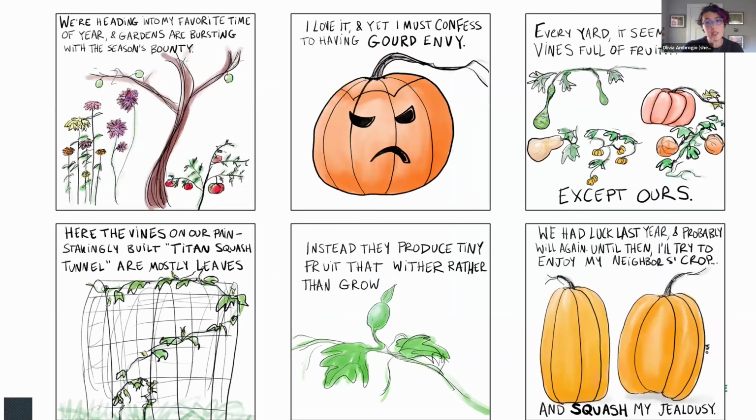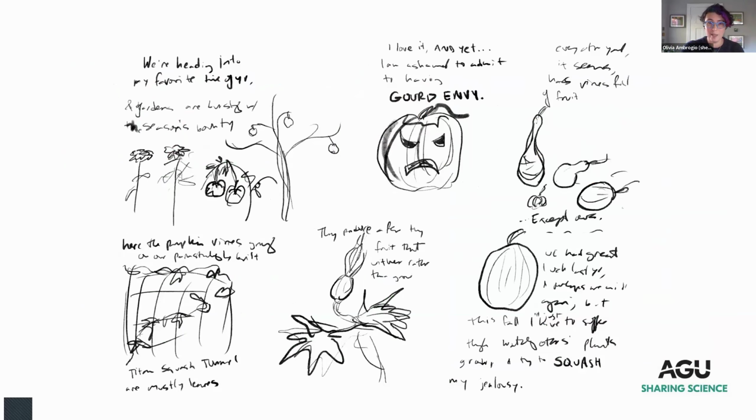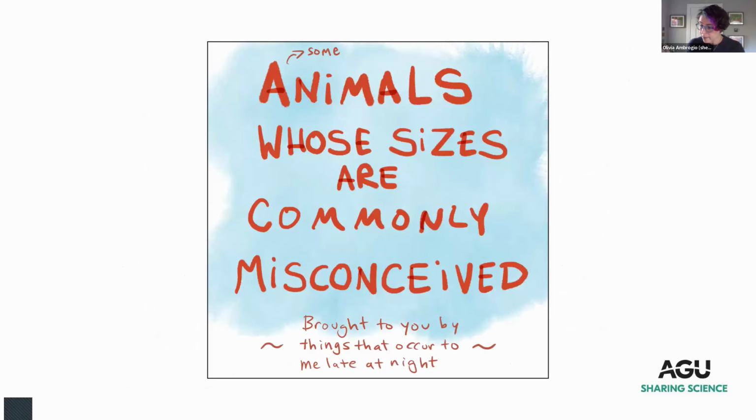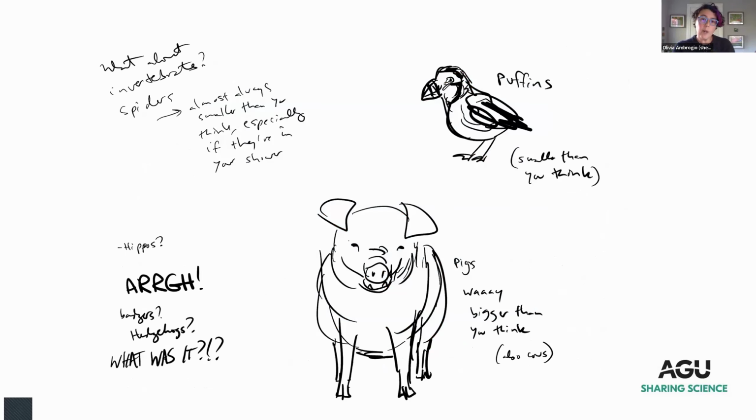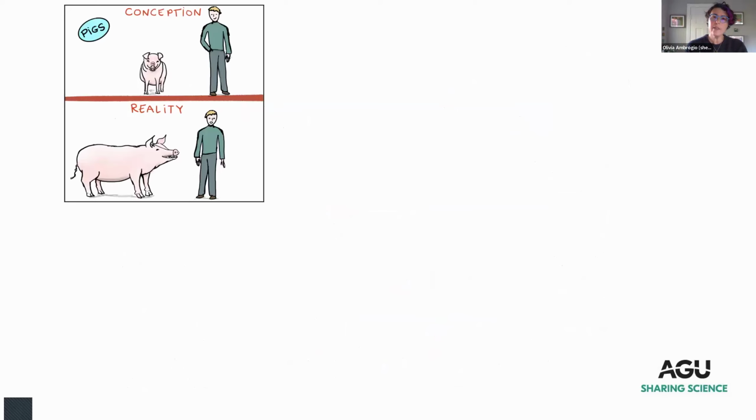So I'm going to skip through some of this again because I realize time is passing, but I'll give you an example from a cartoon that I made that is sci-com-ish. And it's about animals whose sizes are commonly misconceived. So you can see some of my rough drawing here because I had this idea late at night and was then trying to remember why I thought it was a good idea and what I actually wanted to convey. And then I worked on figuring out how I wanted to share this visually.